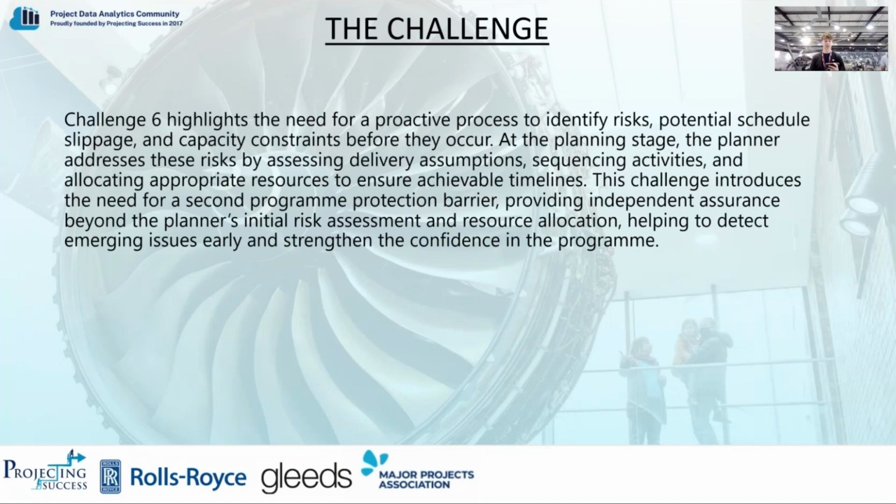So the actual challenge 6 highlights the need for a proactive process to identify risks, potential schedule slippage, and capacity constraints before they occur. At the planning stage, the planner addresses these risks by assessing delivery assumptions, sequencing activities, and allocating appropriate resources to ensure achievable timelines. This challenge introduces the need for a second program protection barrier, providing independent assurance beyond the planner's initial risk assessment and resource allocation, helping to detect emergent issues early and strengthen the confidence in the program.